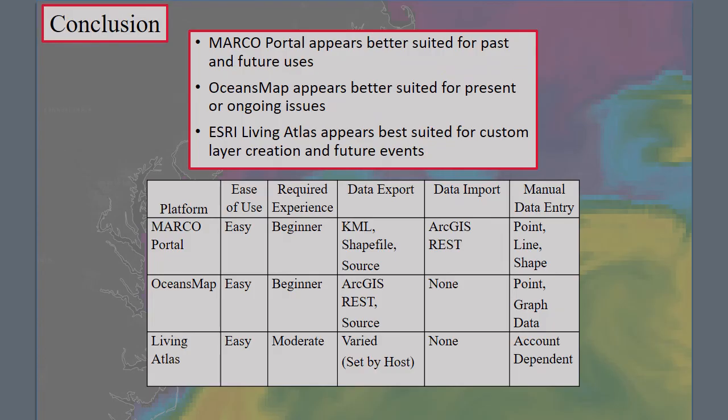In conclusion, Marco Portal and OceansMap are capable maritime planning platforms. Neither program requires much GIS or mapping experience to get started, but it is increasingly beneficial when adding layers or user-defined data to the map. While both platforms exhibit similar characteristics, Marco Portal appears better suited for past and future uses. Conversely, OceansMap appears better suited for present or ongoing issues. This is a generalized categorization based on the initially available data when users first access the platforms.